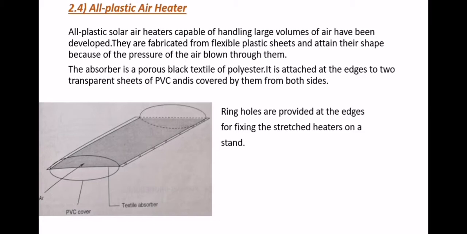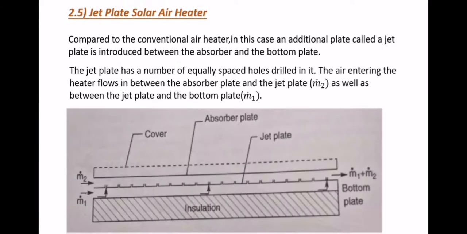Different black insulations were tried, the best results being obtained with a 66 centimeter thick polyethylene. With this insulation, one of the 10 meter square heaters gave an efficiency of 67.9%, with a flow rate of 770 meter cube per hour of ambient air and incident radiation of 659 watt per meter square. The last one is the jet plate solar air heater.